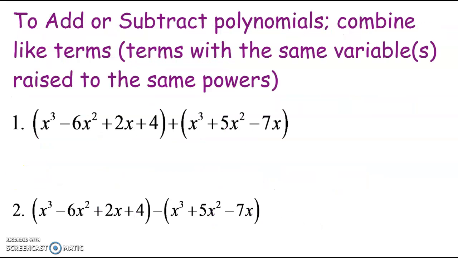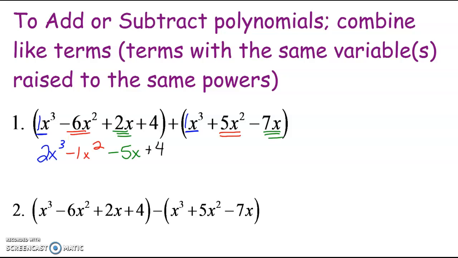Reminder here of how to add or subtract polynomials. You can combine like terms. So for this example, if we have our x cubed and our x cubed, we can combine those. That would be like 1x cubed plus 1x cubed, which is 2x cubed. Go ahead and pause the video, see if you can finish up number 1.